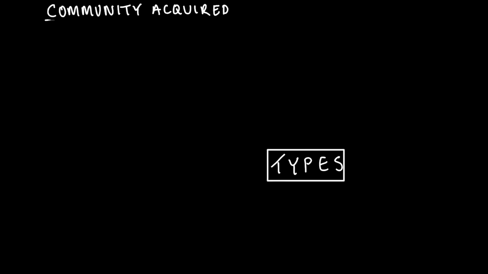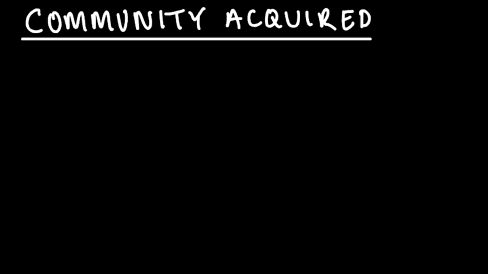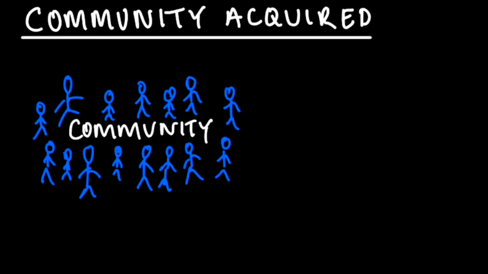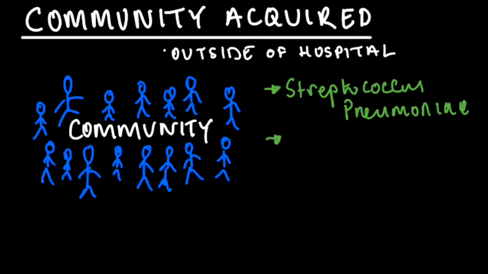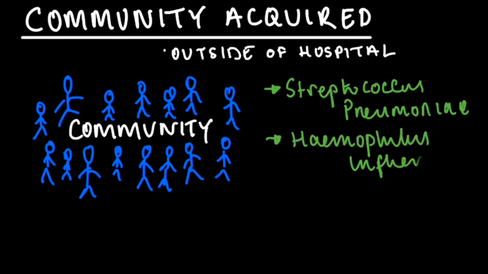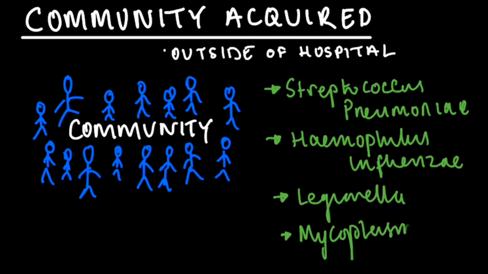There are 4 types that we need to remember. The first one we're going to talk about is something called community-acquired pneumonia. This is an important one to remember, and it essentially means anyone within the community, or essentially outside of hospital. There are a few organisms that we need to remember. The first and most important is Streptococcus pneumoniae. This is the cause of typical pneumonia, so make sure you remember this. Some other causes can include Haemophilus influenzae, sometimes also Legionella, and even Mycoplasma pneumoniae.